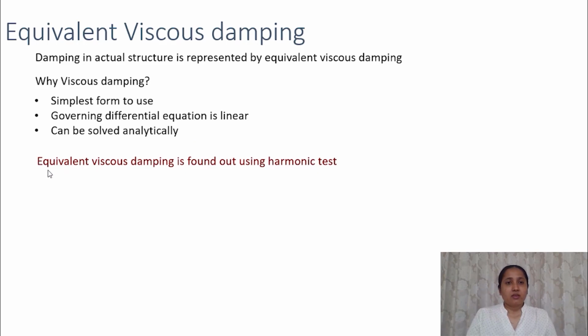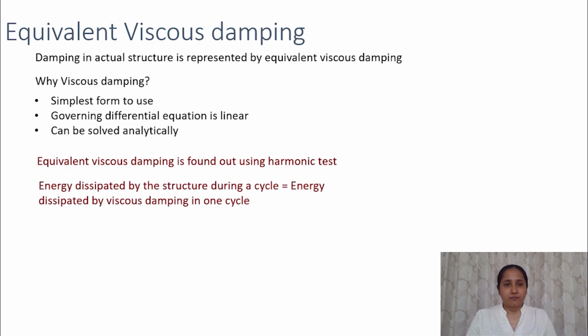So the equivalent viscous damping is found out using a harmonic test. We have already learned that using a harmonic test, we can find the half power bandwidth, and using the half power bandwidth, we can calculate the damping ratio. So now we will find out how to calculate the equivalent damping using the energy dissipated.